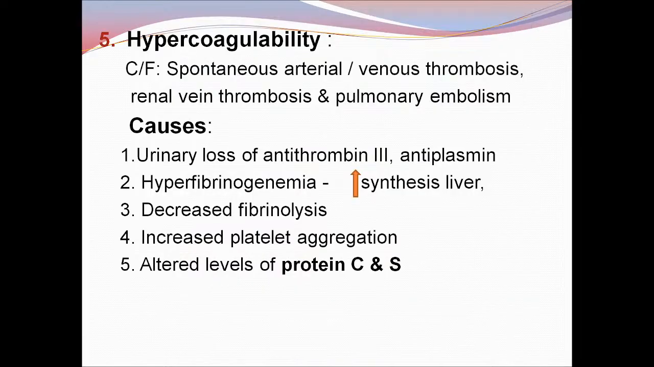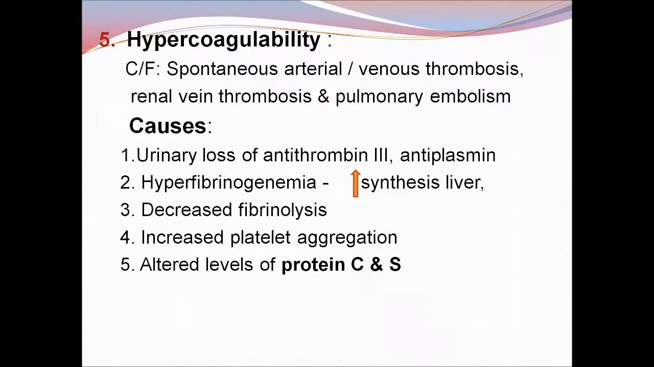Another consequence you may identify in a case of nephrotic syndrome is that these patients have a hypercoagulable state. Okay. So, thrombotic episodes you may get to see in these patients. There is spontaneous arterial or venous thrombosis, or there may be renal vein thrombosis or pulmonary embolism. Why is there increased risk of this complication in nephrotic syndrome? I have already told you there is loss of transferrin along with albumin. Not only that, there is urinary loss of antithrombin 3, antiplasmin.